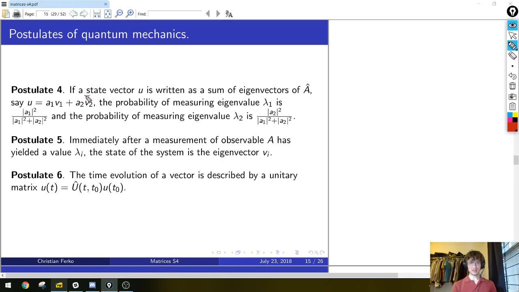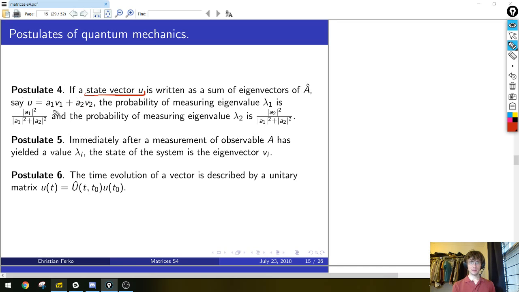If the system is in a state u, a state vector u, and we write u as a sum of the eigenvectors of a matrix A hat. So for instance, say the eigenvectors of the matrix A hat are v1 and v2, and we write u as a sum of v1 and v2. This is just like when we wrote, say, 1, 0 last time as a sum of eigenvectors of the Fibonacci matrix.